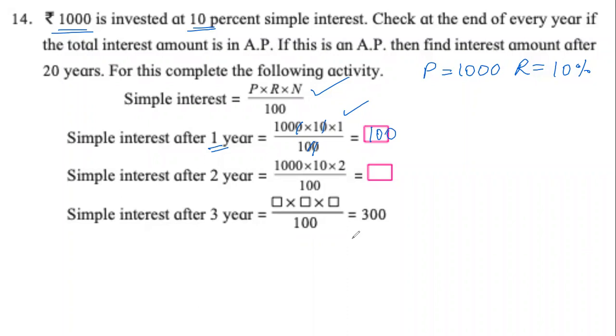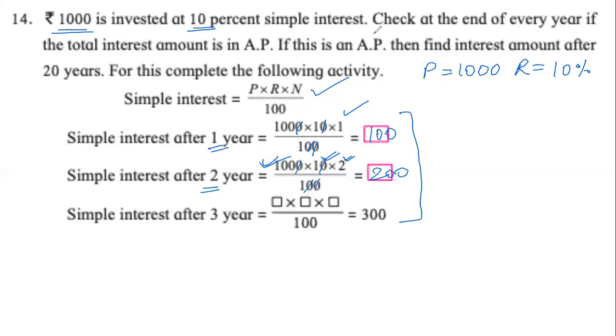Now simple interest at the end of 2 years. So P remains as it is, R remains as it is. Now we are considering 2 years. So once again, when you calculate, now look at these three terms, 100, 200, 300, and that is the question it is asking.